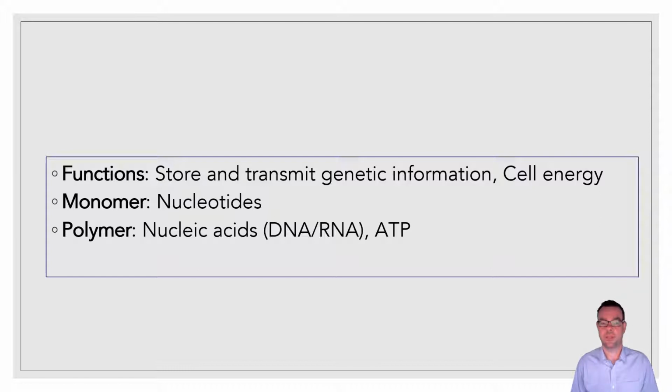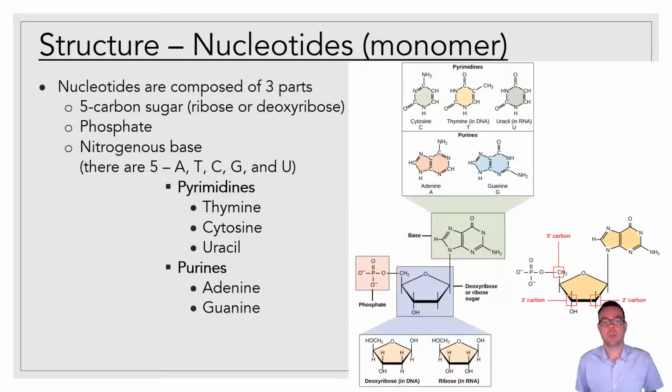The functions we're talking about then are storing and transmitting genetic information, and cell energy as well, because ATP is a nucleic acid. The monomer is a nucleotide, and many monomers together make up the actual nucleic acid, so DNA and RNA. And then ATP is actually a single nucleotide. So a nucleotide itself actually has three parts to it. It has a sugar, a phosphate, and a base.